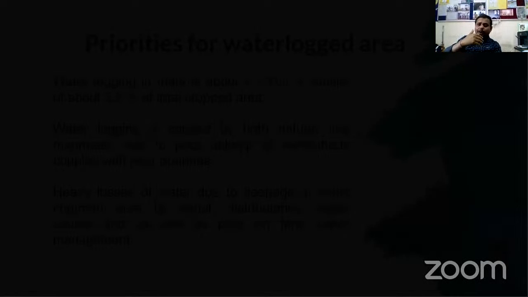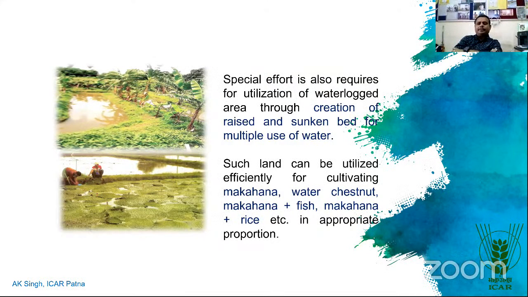So what would be our priority for these areas? Especially, effort should be taken for utilizing sunken and raised beds, as you have seen. In case of waterlogged areas, you can go for makhana cultivation, you can go for chestnut cultivation. Even in refuge areas, you can go for fish cum duckery, fish cum makhana, fish cum chestnut. These are some appropriate combinations which we have tried here in Bihar for waterlogged areas.